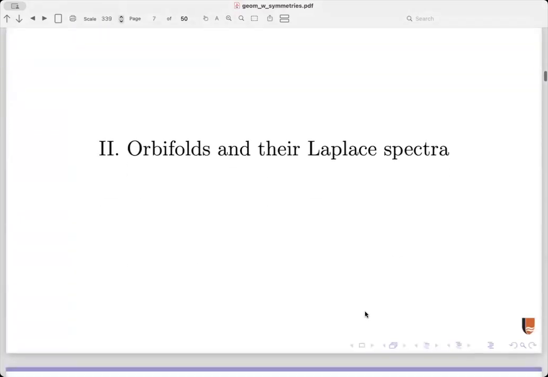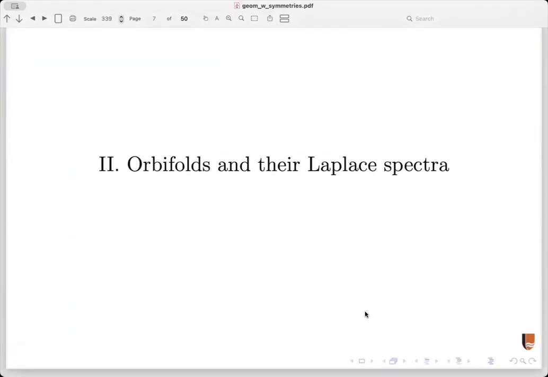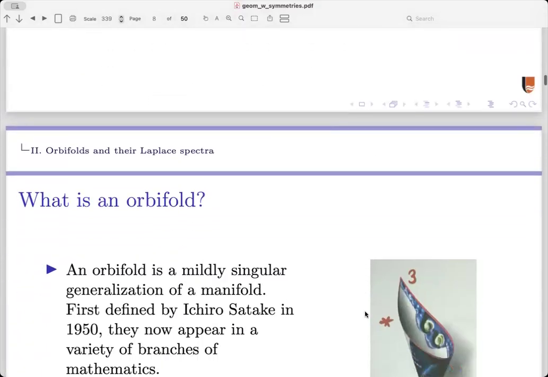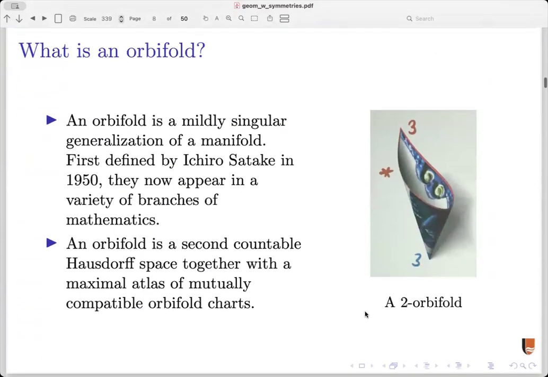So let me check in on orbifolds, what those are, and discuss what we can tell using their Laplace spectrum. So what is an orbifold? An orbifold is a mildly singular generalization of a manifold.